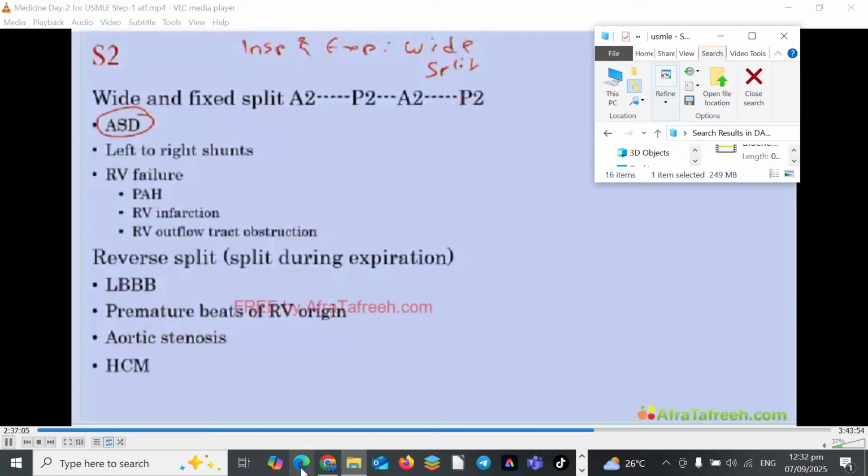Now, an inspiratory increase in blood inflow is not possible because the right atria is already full. It has already taken its capacity of 300. So this results in a wide and fixed A2P2 sound. So any left to right shunts, ASD, or conditions of right ventricular failure will result in a fixed A2P2 sound.